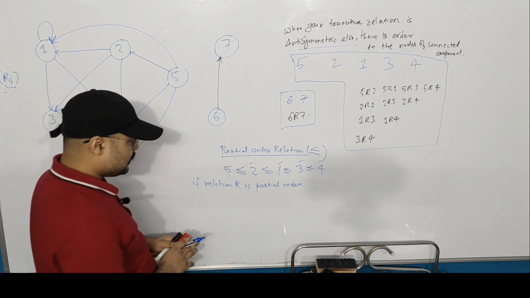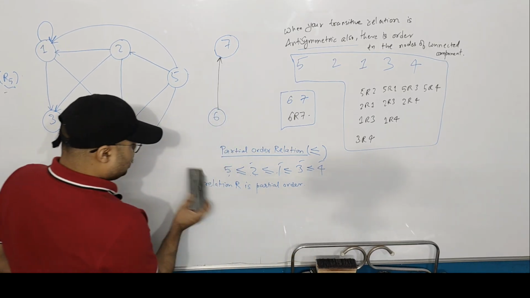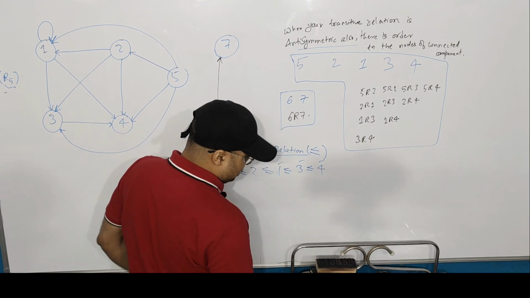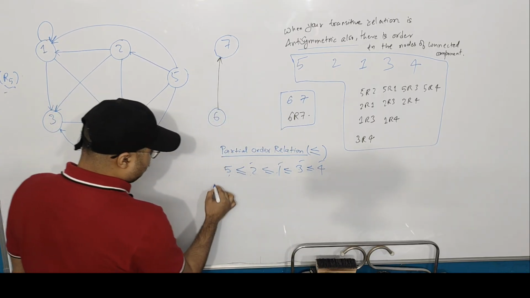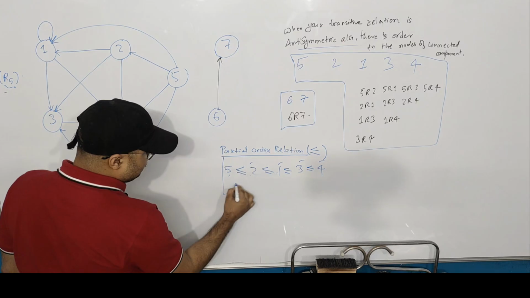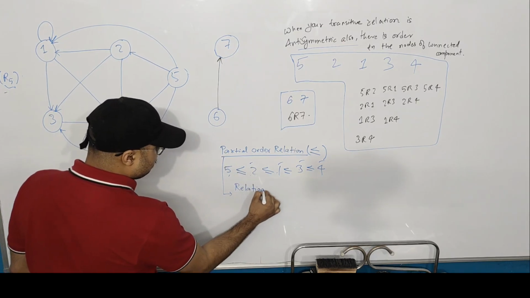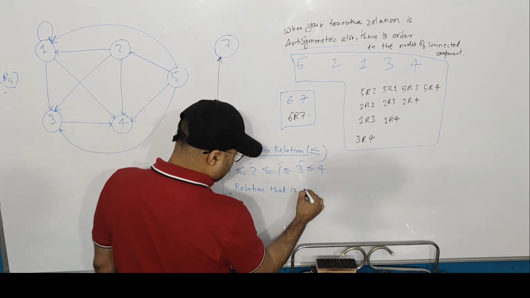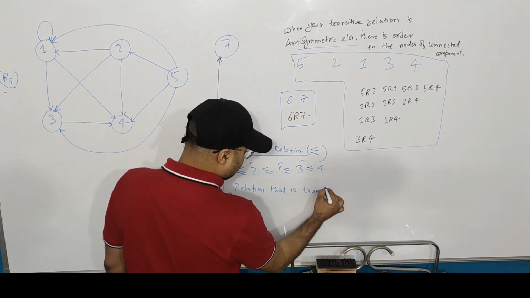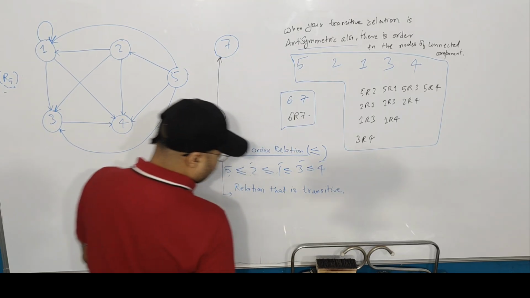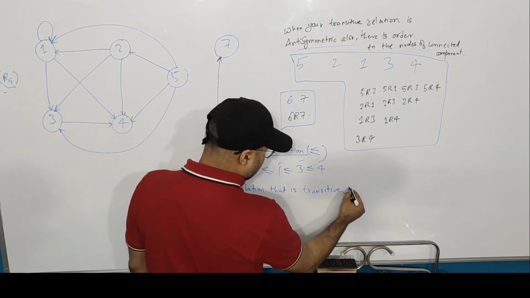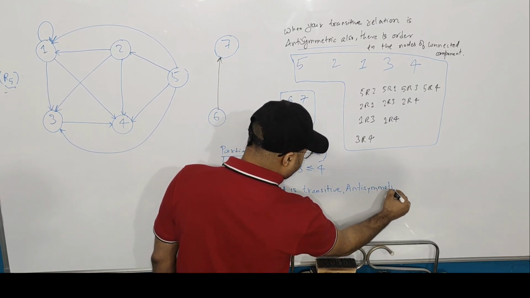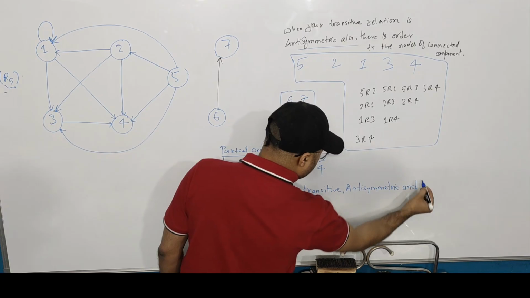So what is a partial order relation? A partial order relation is a relation that is transitive, that is antisymmetric, and reflexive.